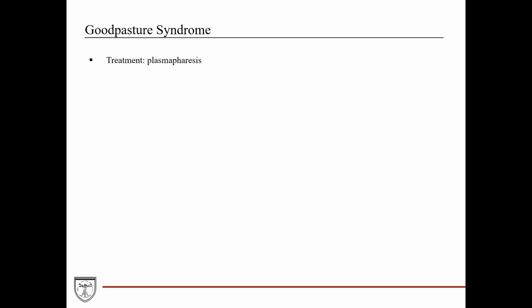So the treatment for this disease is plasmapheresis, because you want to help it filter out the antibodies, which are the source of all the problems in this disease.